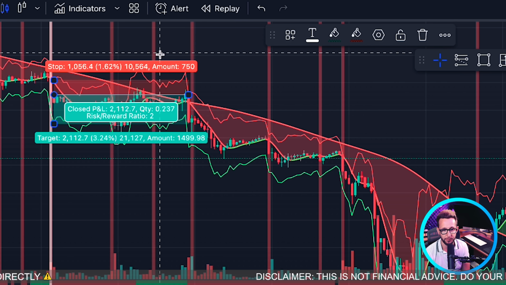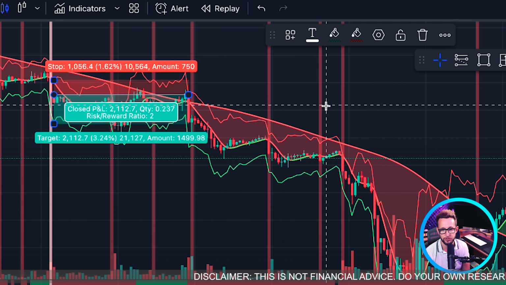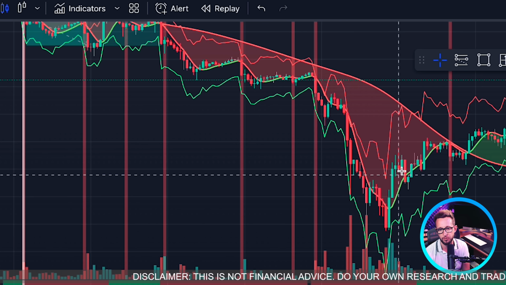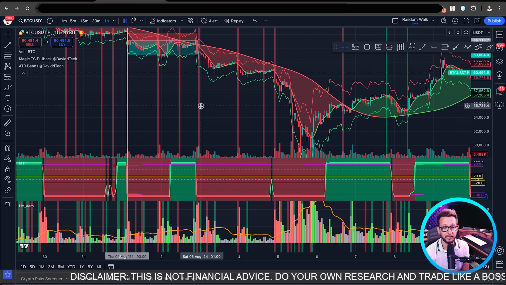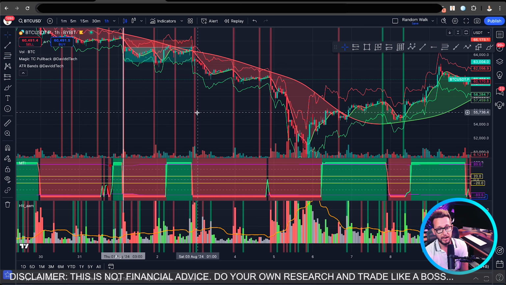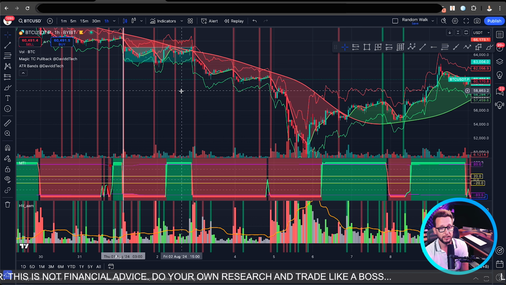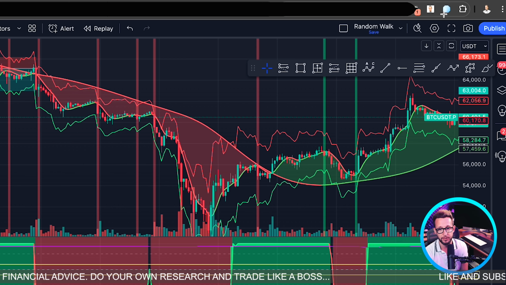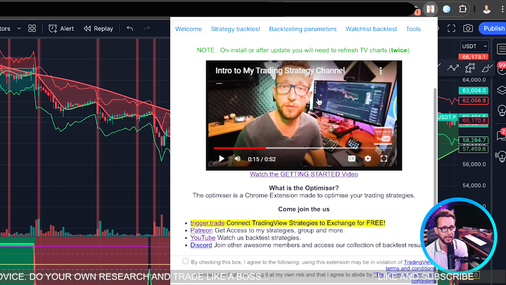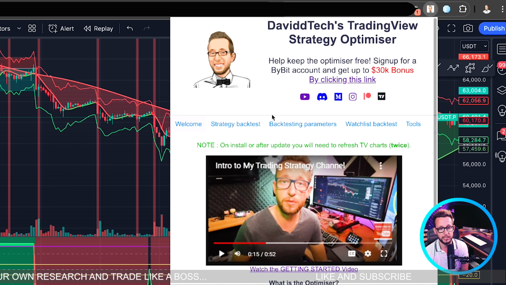And you can see by the red backgrounds that we're getting plenty of entries all the way down to the bottom of this trend. Fantastic. That looks absolutely brilliant. I'm very happy with the strategy. I'm going to go away and code it and optimize it. We're using the optimizer tool by David Tech here, which optimizes our trading strategies. I will be back in a couple of seconds with hopefully some fantastic backtesting results.